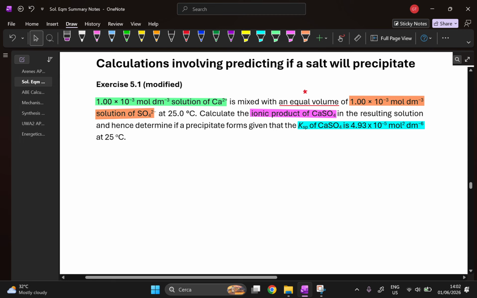So this means that actually at this point, for my instantaneous concentration of calcium ions, I don't need the volume at all. I only need the relative proportions. So if initially in the initial solution of Ca2+, I had 1.00 times 10 to the power minus 3 mole per dm cube of Ca2+. But now if I mix it with an equal volume of something, it means that what am I doing to the volume?